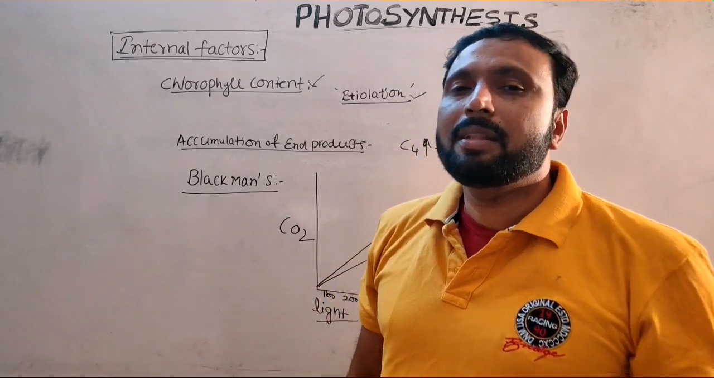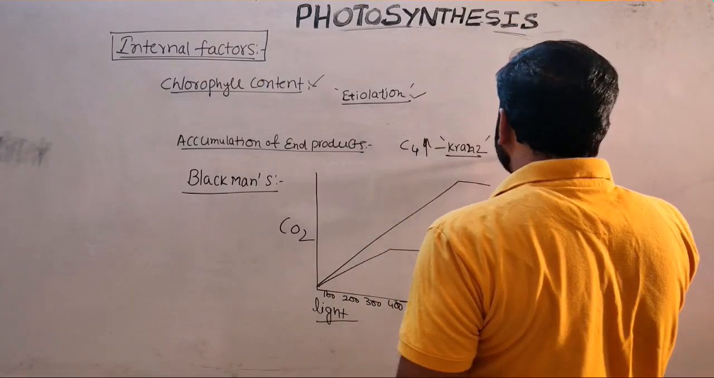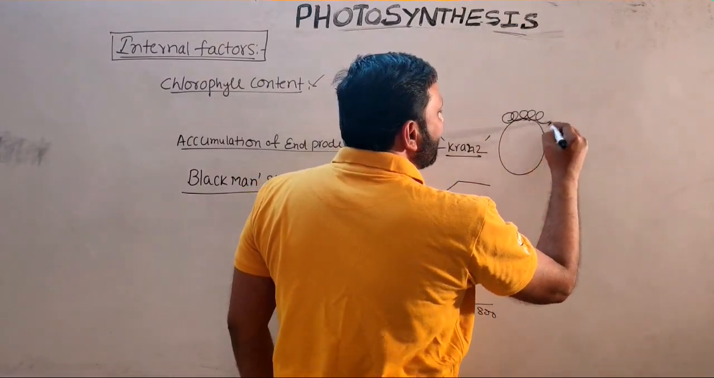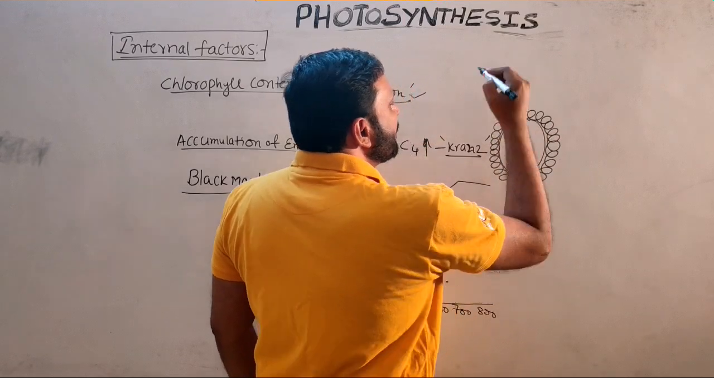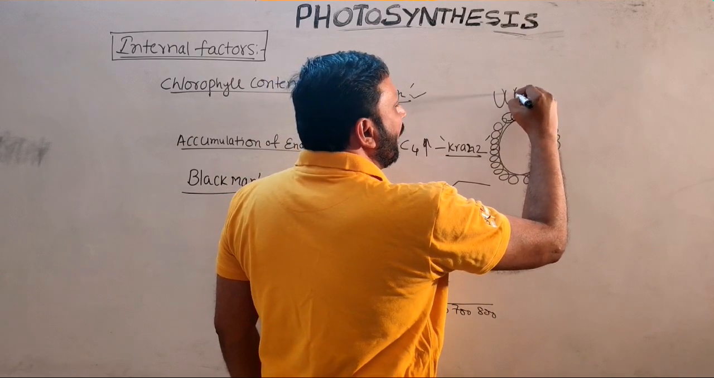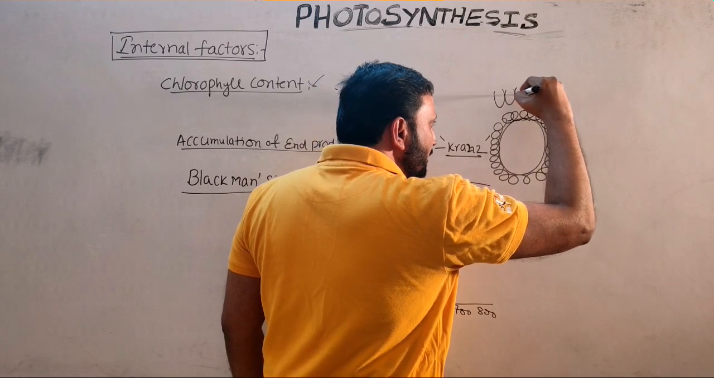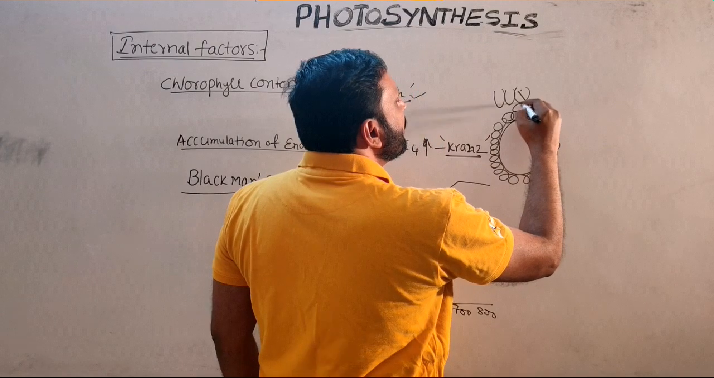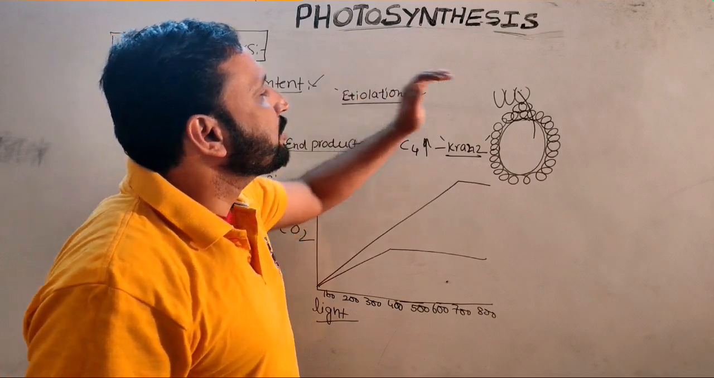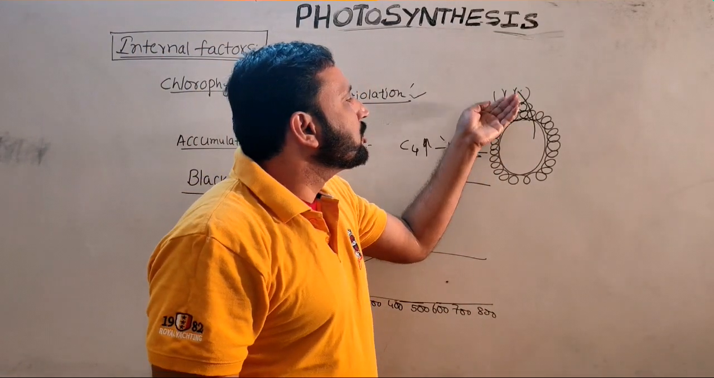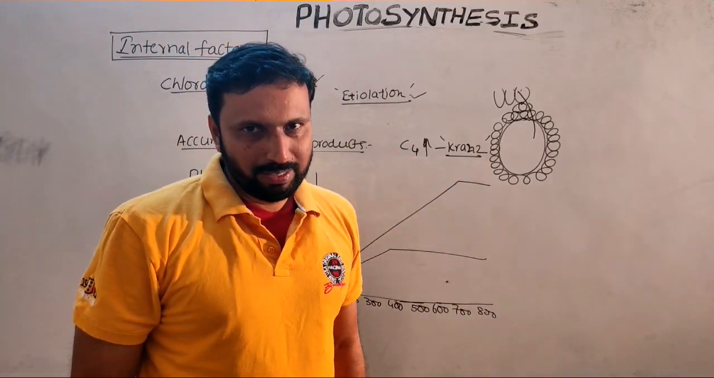So especially when you take C4 plants, you know Kranz anatomy is present. The vascular bundles surrounded by bundle sheath cells, which appear like a garland, is called Kranz anatomy. Especially this Kranz anatomy translocates the food materials from mesophyll cells to vascular bundles. So that is why C4 plants are more efficient in the translocation of food molecules from the mesophyll cells to vascular bundles. So there, more rate of photosynthesis takes place.